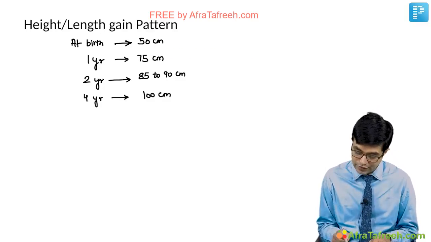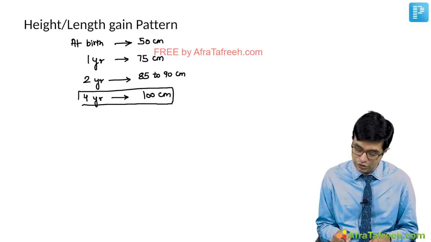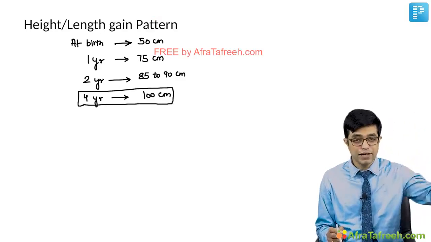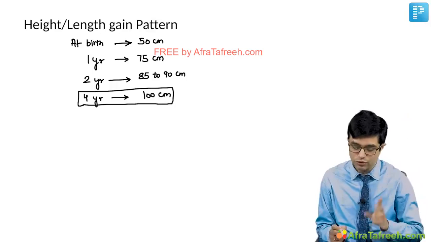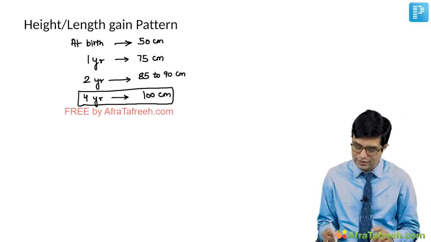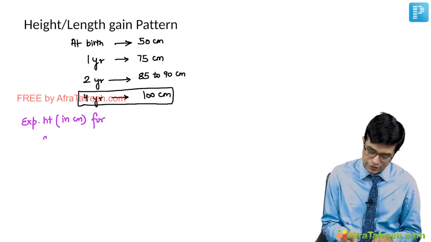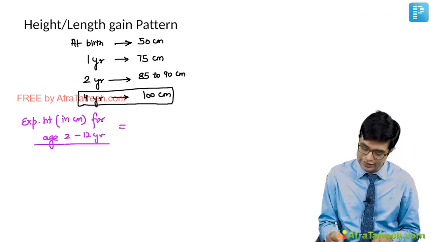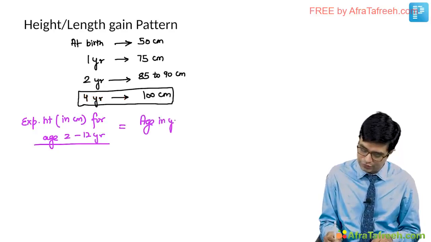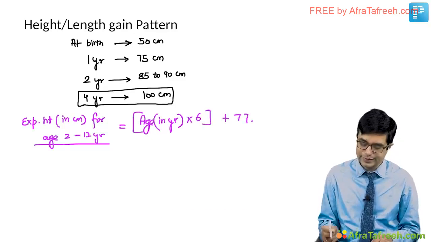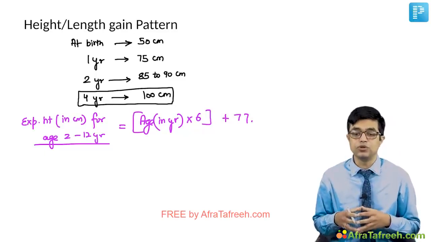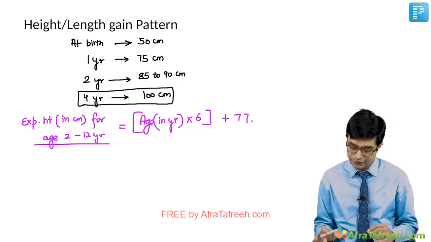So if you see carefully, doubling of birth length occurs at 4 years of age. Doubling of weight occurs at 5 months, but doubling of birth length occurs at 4 years of age, that is 100 centimeters. And there is a Weech's formula here as well. So what is the expected height in centimeters for age between 2 to 12 years? The formula given by Weech is age in years multiplied by 6 plus 77. That will be your expected height between the age group of 2 to 12 years.